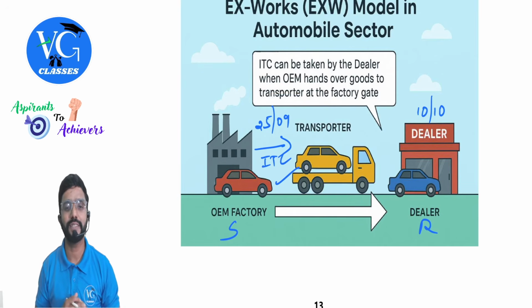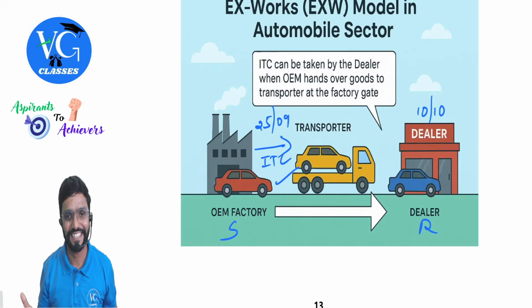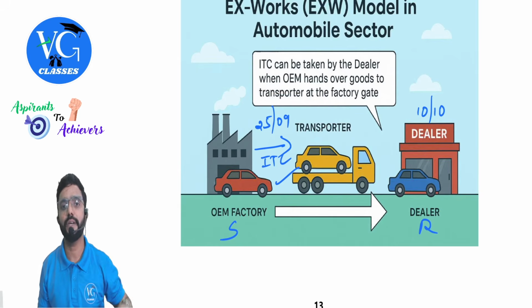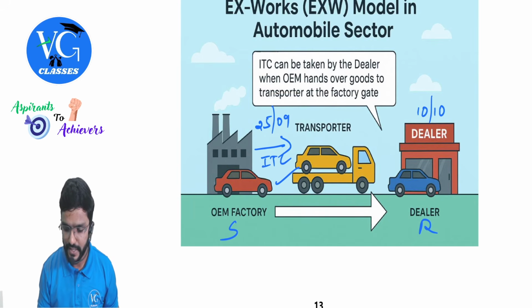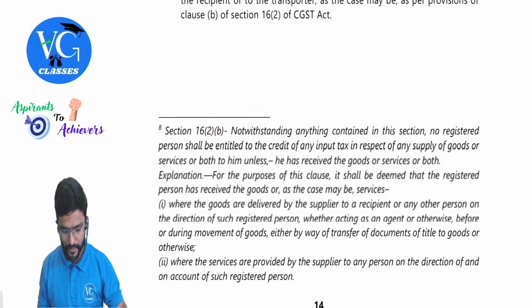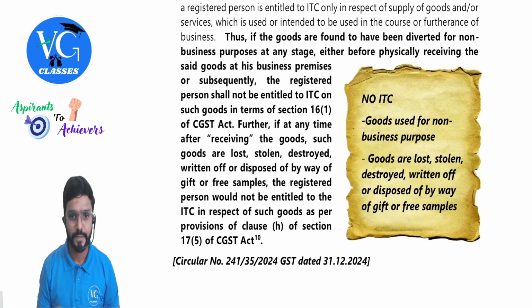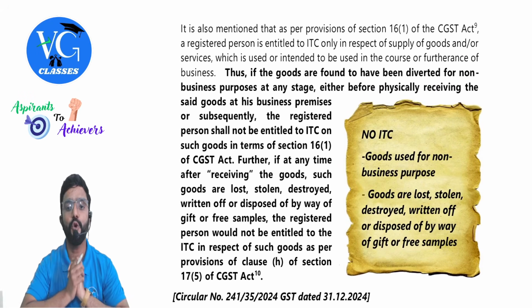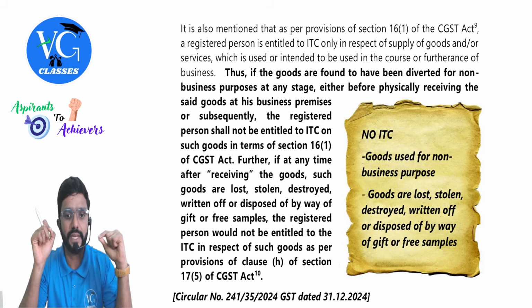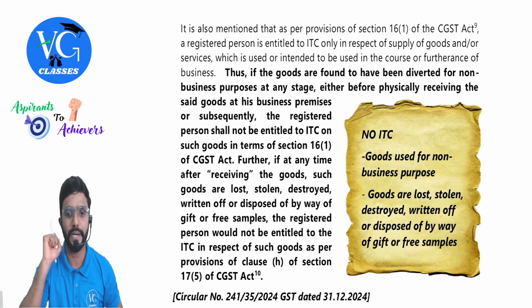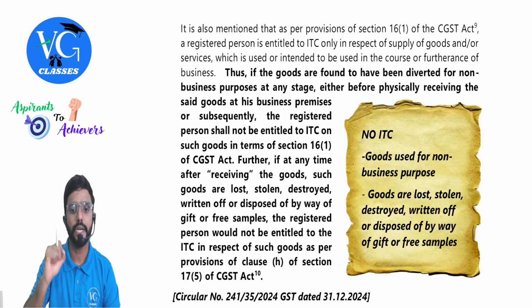Sir, what if it is used for personal purpose and all? Obviously, no credit. Sir, what if the recipient has already claimed the credit? Then he has to reverse it, along with the interest, guys. Okay. Let us continue. Thus, if the goods are found to have been diverted for non-business purposes at any stage, that is for personal purpose, either before physically receiving the said goods at his business premises or subsequently, the registered person shall not be entitled to ITC on such goods in terms of section 16 subsection 1 of CGST Act.